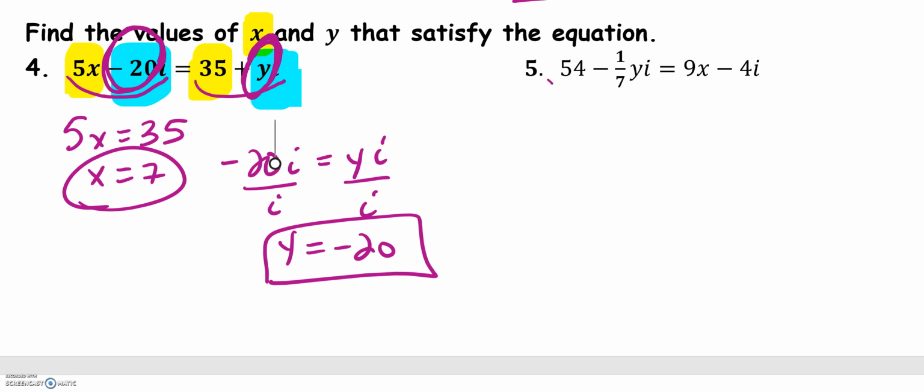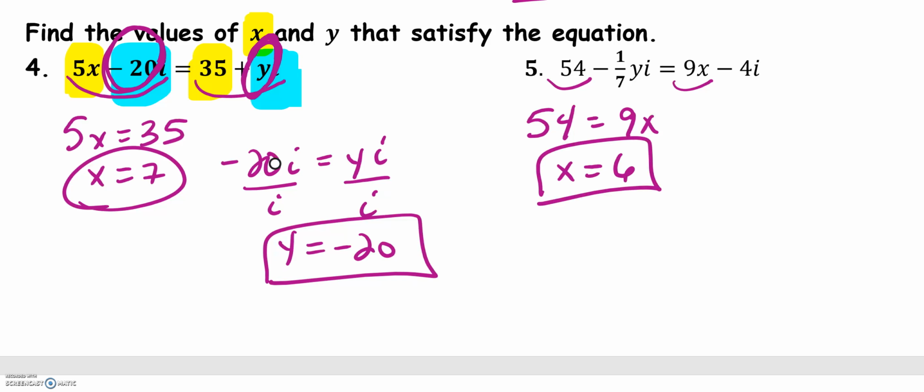So on number 5, 54 is equal to 9x. Divide both sides by 9, and we get x is 6. Then the i, negative 1/7 yi, and I don't need to write the i, equals negative 4i. I can write the i on both sides, but it's going to cancel anyway, so I can just leave it out. Now, to get rid of that negative 1/7, we need to multiply both sides by negative 7 over 1, or just negative 7. Cancel, cancel. y is 28.